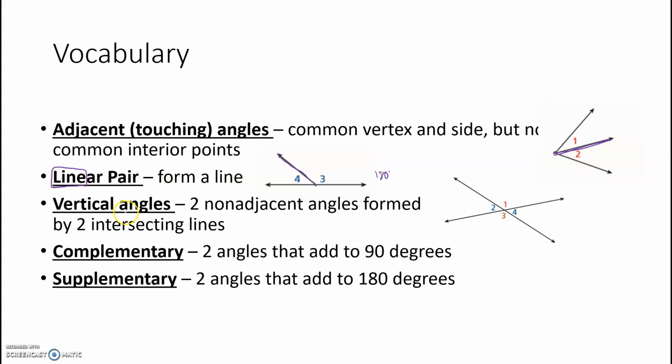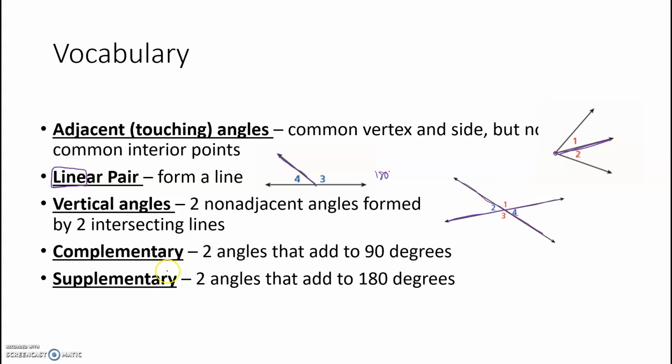Vertical. So vertical, it's always got to be two lines crossing. So notice this is a solid line and a solid line. And then your vertical angles are non-adjacent. So 1 and 3 are not adjacent. Those would be your vertical angles. 2 and 4 would be vertical angles. So you actually have two pairs of vertical angles here. 2 and 4 are vertical, and then 1 and 3 are vertical.